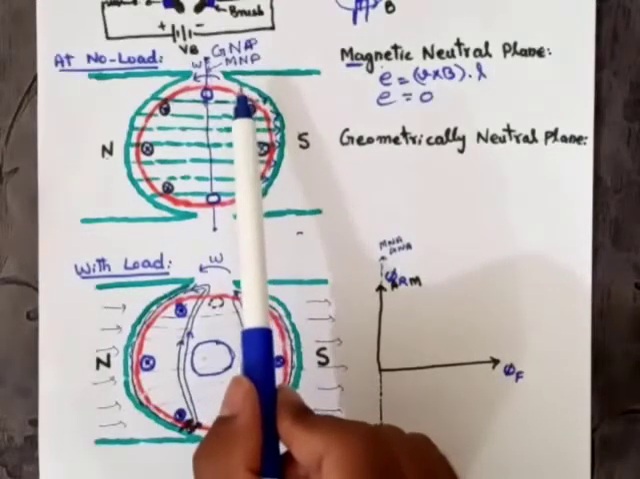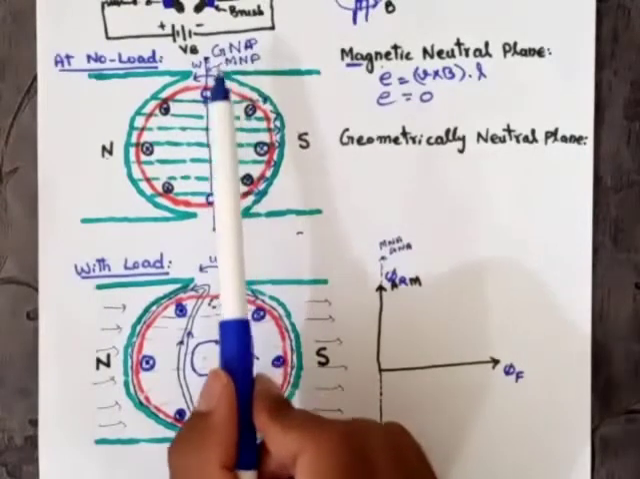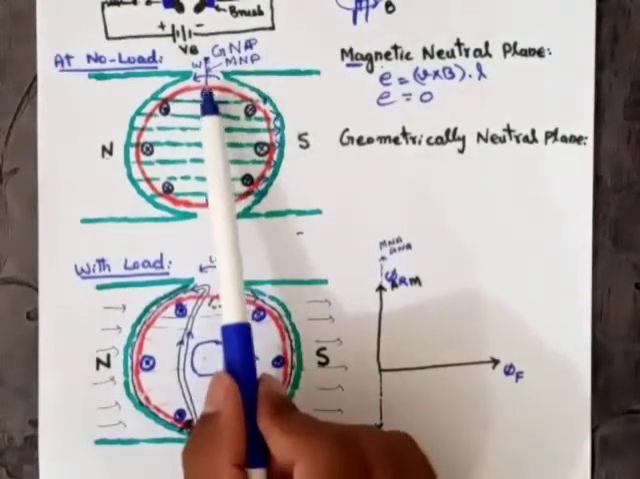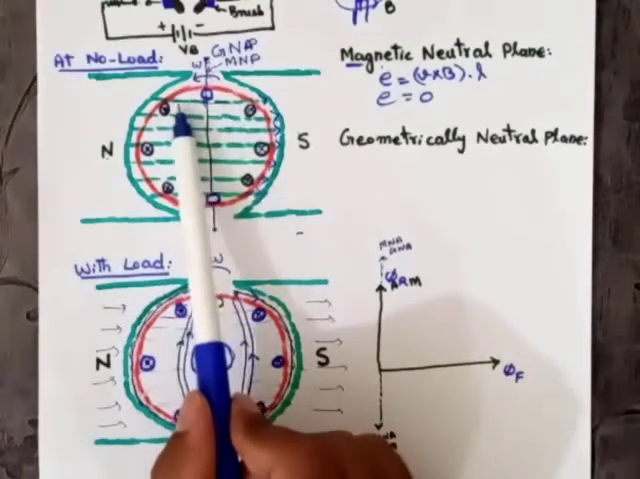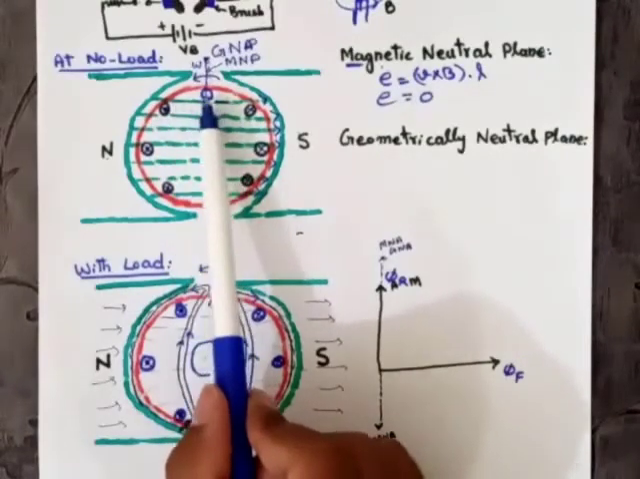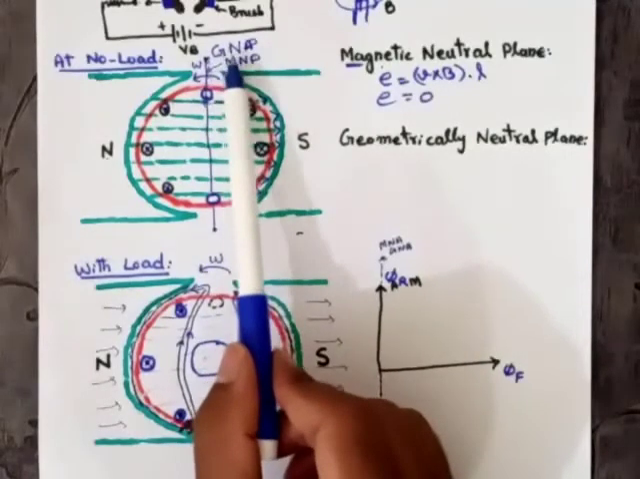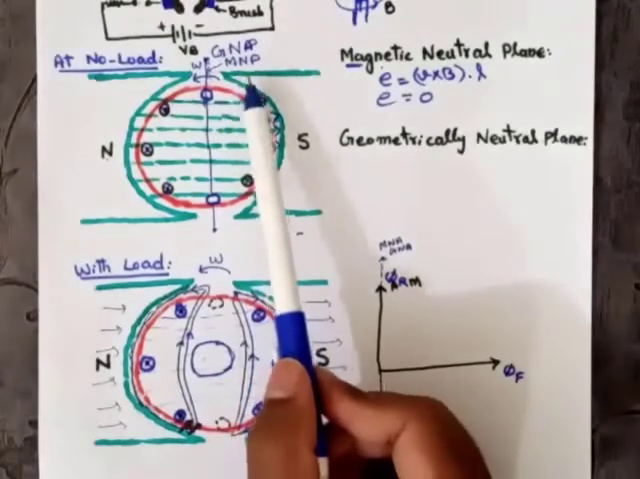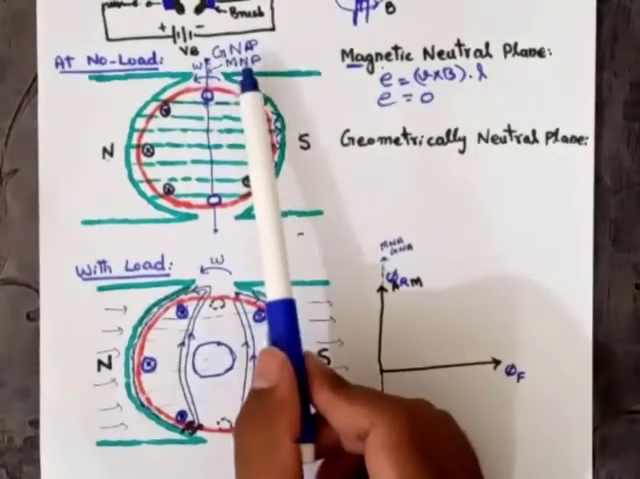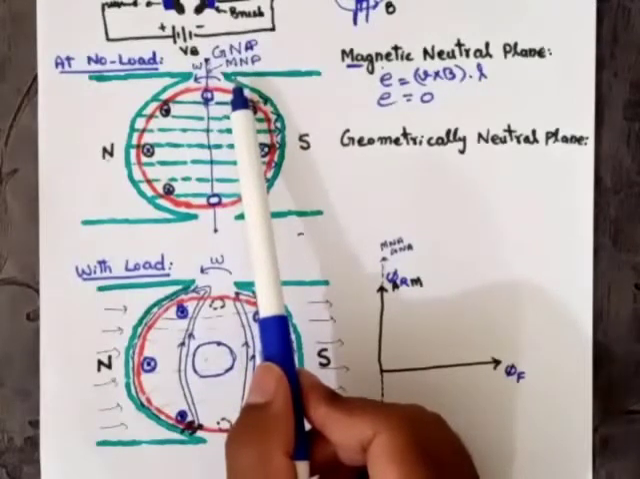So if I say this is my geometrically neutral plane, as we know, the geometrically neutral plane is the plane which is perpendicular to the original magnetic fields. This is the direction of the magnetic field. Here the plane is perpendicular. So this is the geometrically neutral plane. In case of no load, the magnetic neutral plane and the geometrically neutral plane are both at the same position.